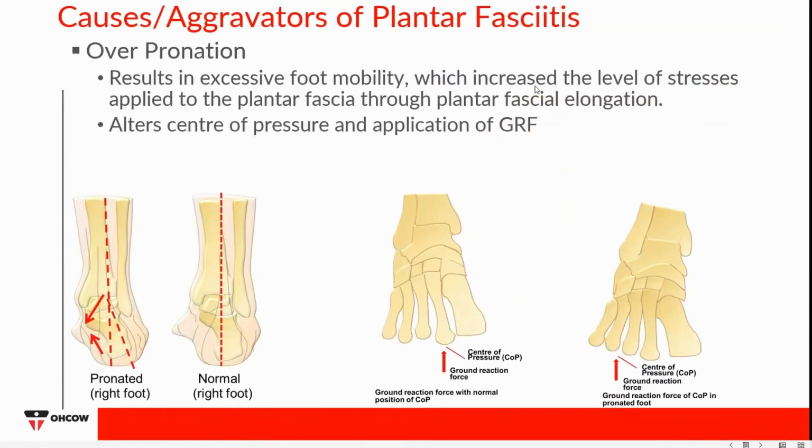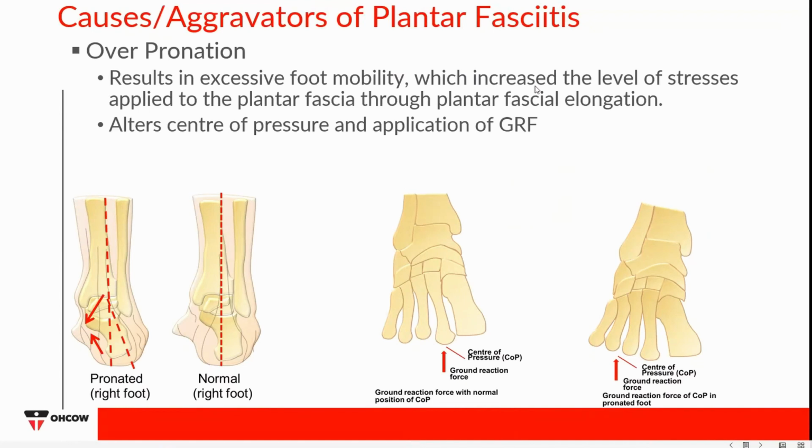The next one is overpronation, and Trevor did discuss some of this. It is usually related to a poor arch and flat foot. So with overpronation, there's excess foot mobility, which increases the stress applied to the plantar fascia, and this causes an elongation.